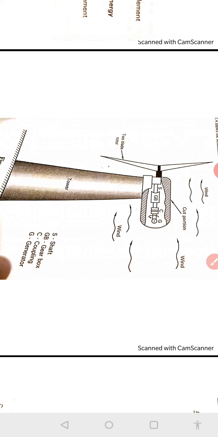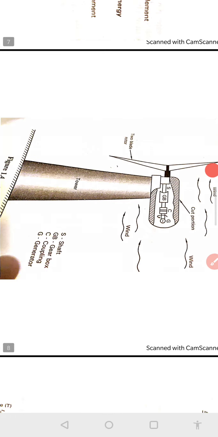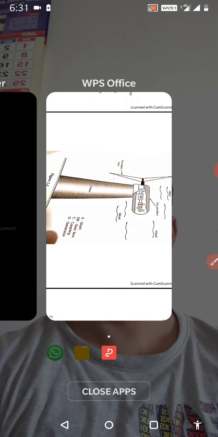And basically they are expensive. You might have seen a lot of wind turbines which were transported from Karwar and all. They are not made in India, they come from China and all. Okay, thank you then.